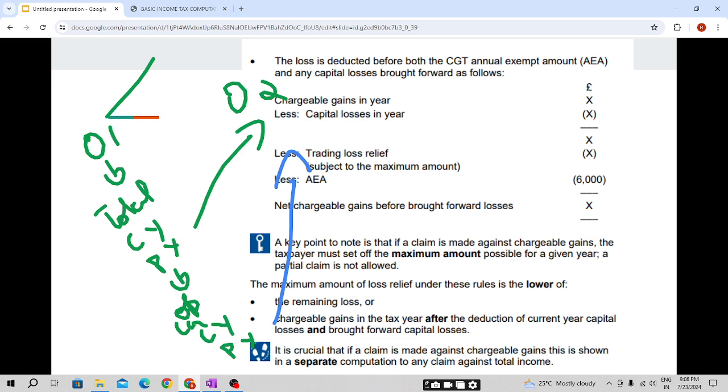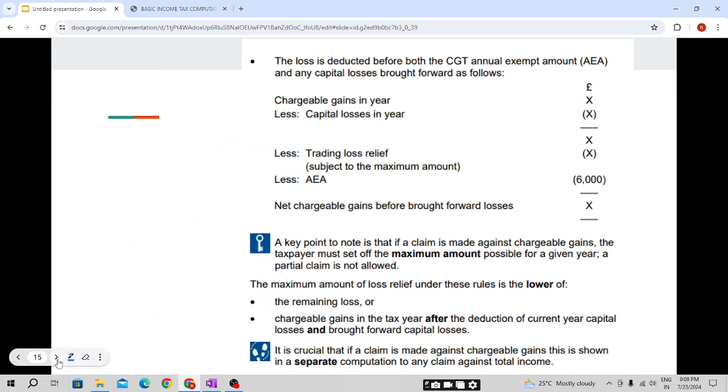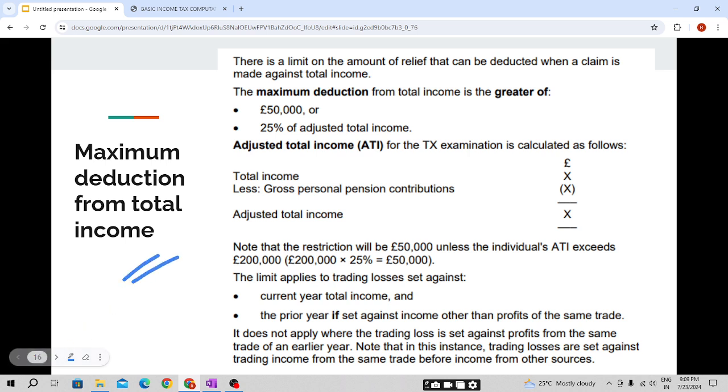If a further amount is left over, it will be carried forward to the future years. And we have already seen, students, the maximum amount on which we can claim the relief. The relief on the chargeable gain is the lower of the remaining loss value, and second, the chargeable gain in that year after deduction of current year capital losses and brought forward losses. The lower of these two amounts will be the maximum relief against the chargeable gains. If a further amount is left, it is carried forward. We have seen the amount limit for chargeable gains. Now we will be seeing the maximum deduction from total income.